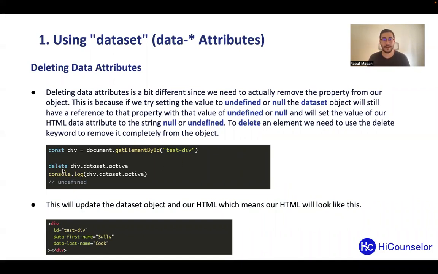So as you see here, we are using the JavaScript keyword delete. Here we are deleting our active property, our active data. We console log it, and as you see here, it's undefined. This will automatically update the dataset object and our HTML, which means our HTML will look like this. So there is no data-active attribute here, as you see.